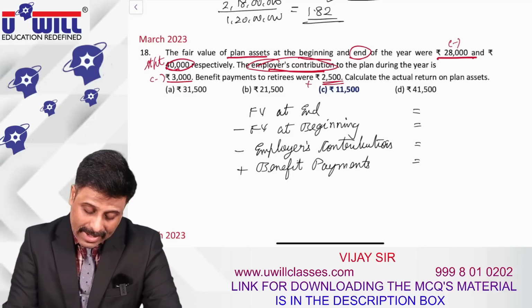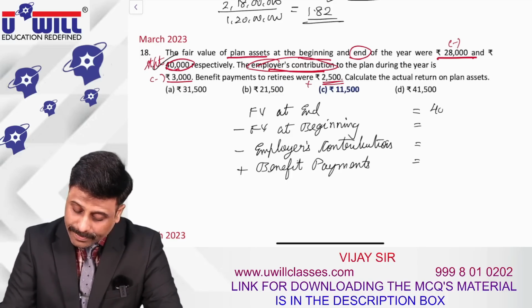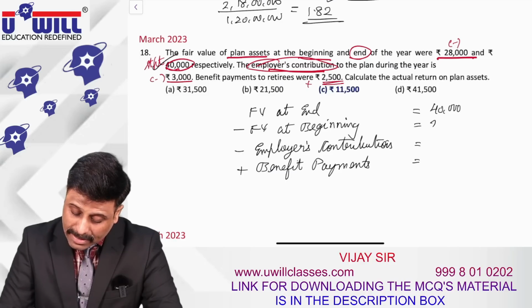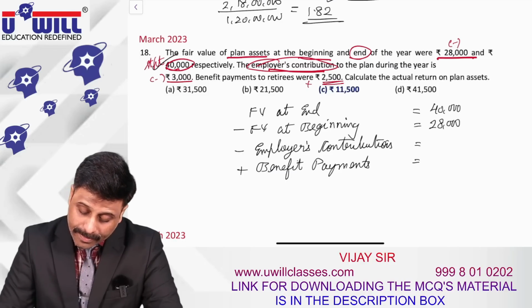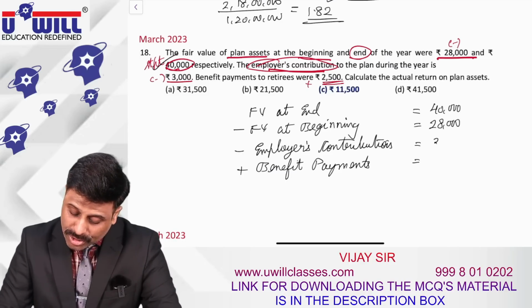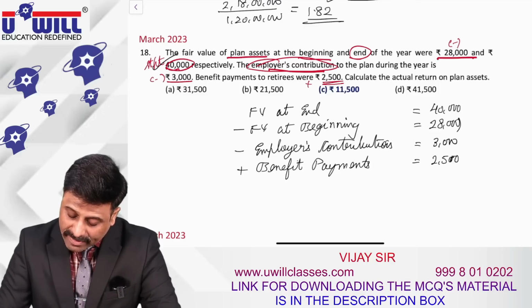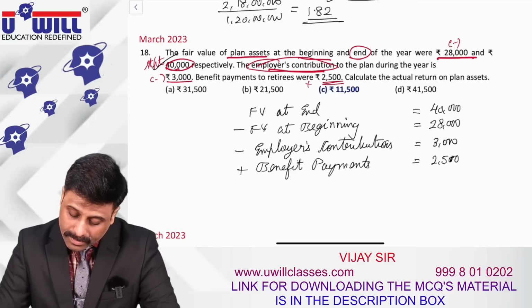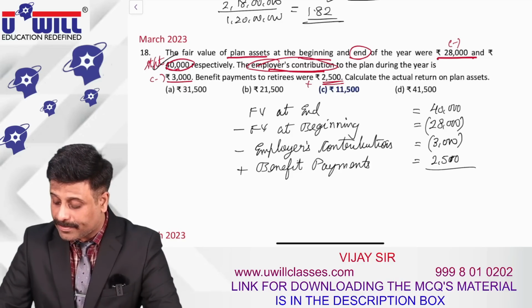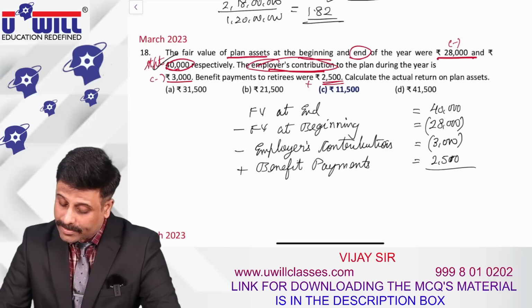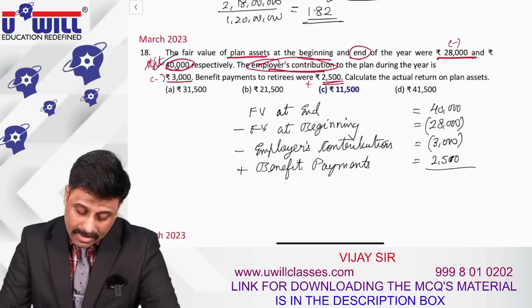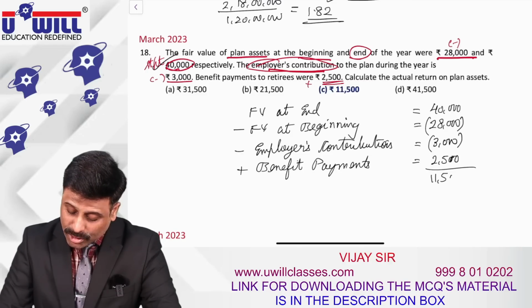fair value at the end is 40,000. Minus at the beginning is 28,000. Minus employer's contribution is 3,000. Plus benefit payments are 2,500. So these two we have to minus, and the last one we have to plus. Do it in calculator. 40,000 minus 28,000 minus 3,000 plus 2,500. You'll get 11,500 as actual return on assets.